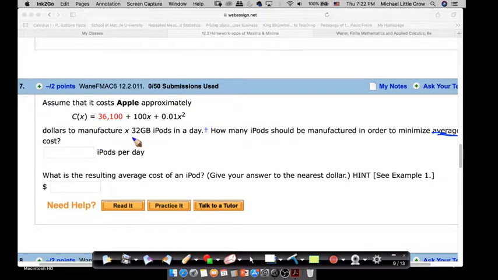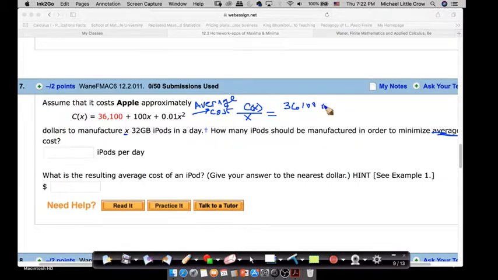Well, how many did we make? It doesn't tell us, but it says that we are manufacturing x. So I think we might have skipped over this, or we might have done a few of these. So the average cost function is simply you take the cost function divided by x. So the average cost function is C of x divided by x.